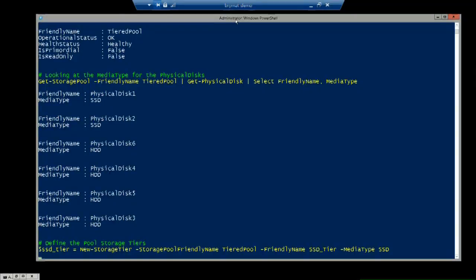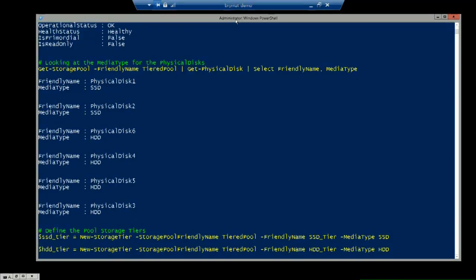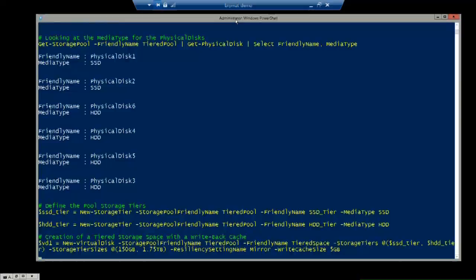So on my storage pool, I have these SSDs and HDDs. I'm going to go create tiers on my storage pool. I'm going to create a SSD tier, and I'm going to create an HDD tier. Now, this is another new command in R2. New storage tier, storage pool name. I give it a friendly name for the tier, and I give it a media type. All right? So I have these two objects, these two tier objects.